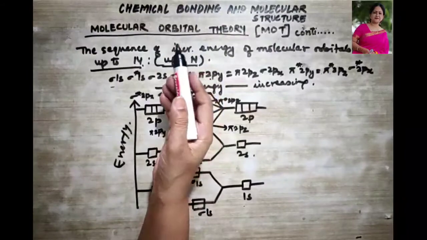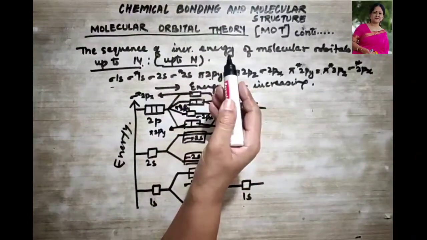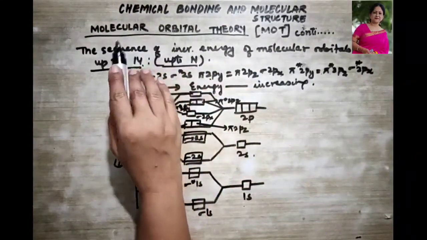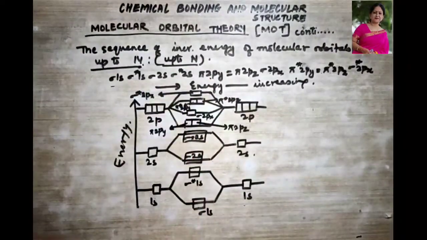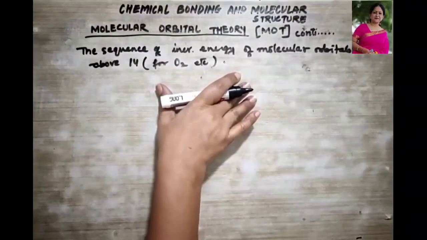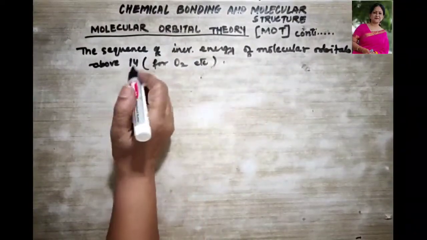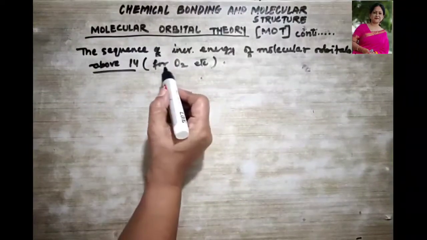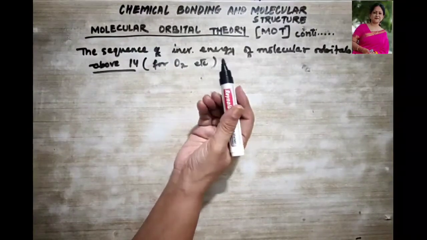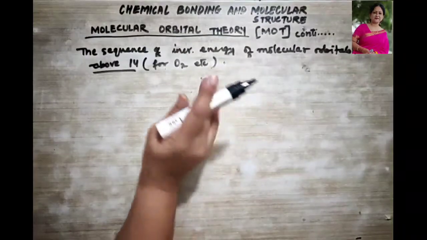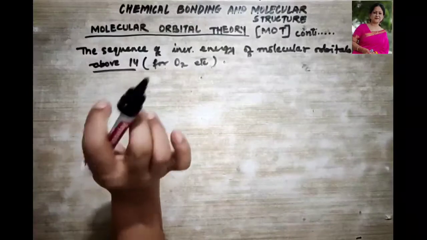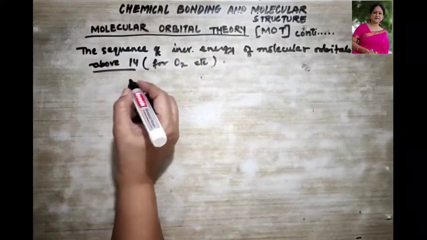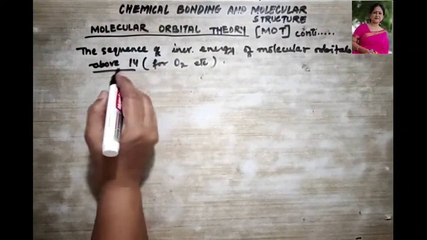Now we are going to study the sequence of the increasing energy of molecular orbitals above atomic number 14, that is beyond nitrogen, so maybe oxygen or neon and fluorine and so on. It will be somewhat the same; the only slight difference is there that I will tell you. So first let us understand the sequence over here.